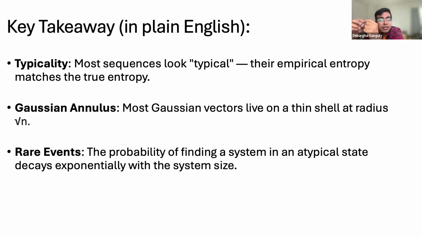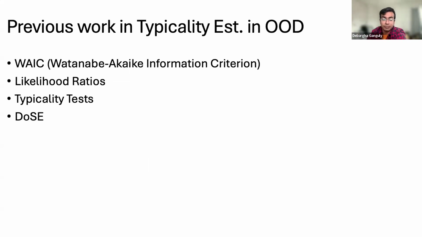The Gaussian annulus theorem says that most Gaussian vectors lie within this very thin shell around the radius of root n. And rare events is that the probability of finding a system in an atypical state, that is like, with a bad density of states, decays exponentially with the increase in the system size.